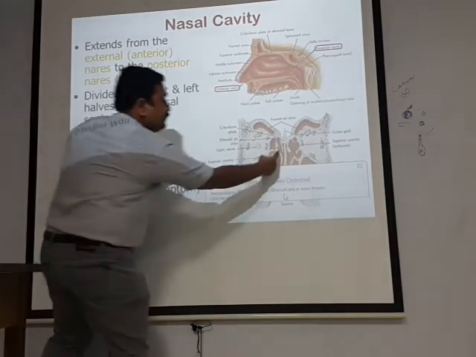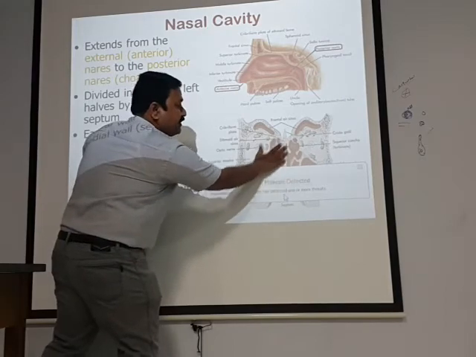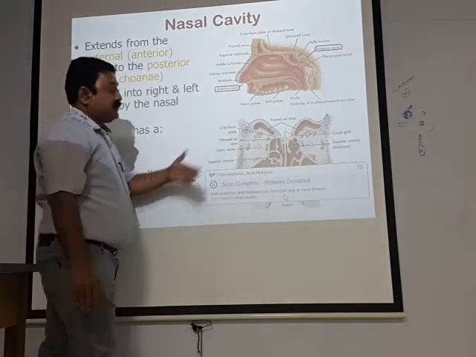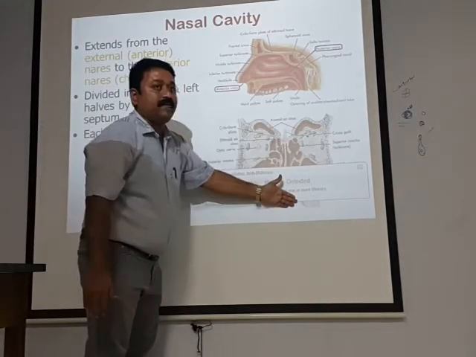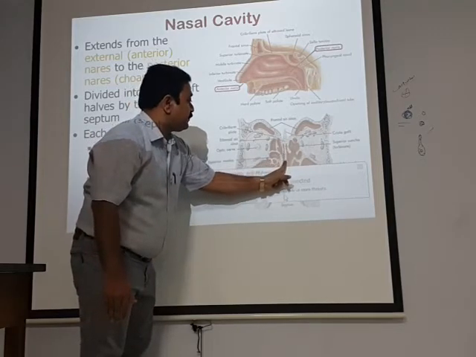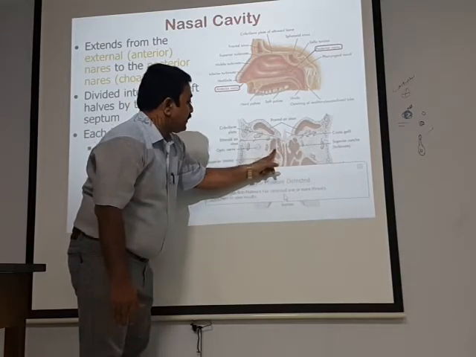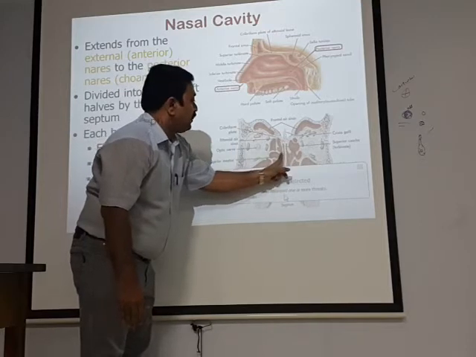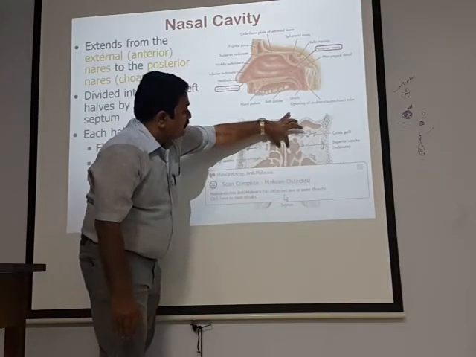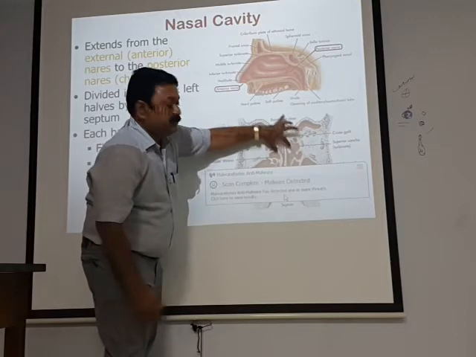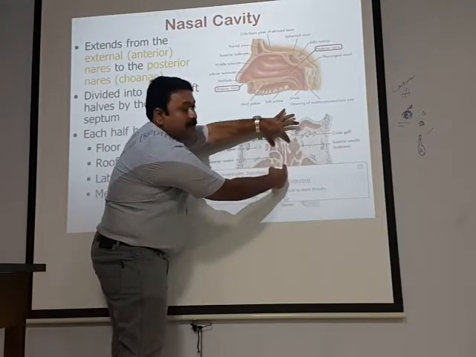See here, this is the nasal septum, the nasal cavity. And this is a coronal section through the nasal cavity, isn't it? So this is the nasal septum, and the lateral wall has two halves. So the whole of this is the nasal cavity, and it is divided by the nasal septum here.